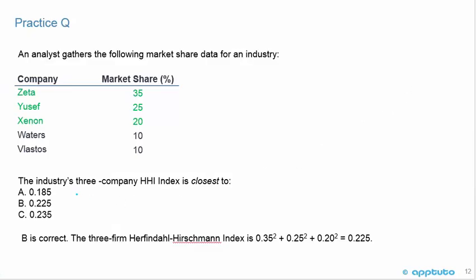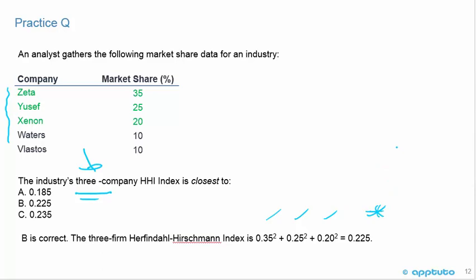Again, same point they made as the previous question. They're giving you 5 companies here, but they're asking for the 3-company HHI index. That's why I highlighted there in green the 3. What you do is you take the market share percentage and you just square it and you add them together. So it's 0.35 squared plus 0.25 squared plus 0.2 squared, and that equals 0.225.